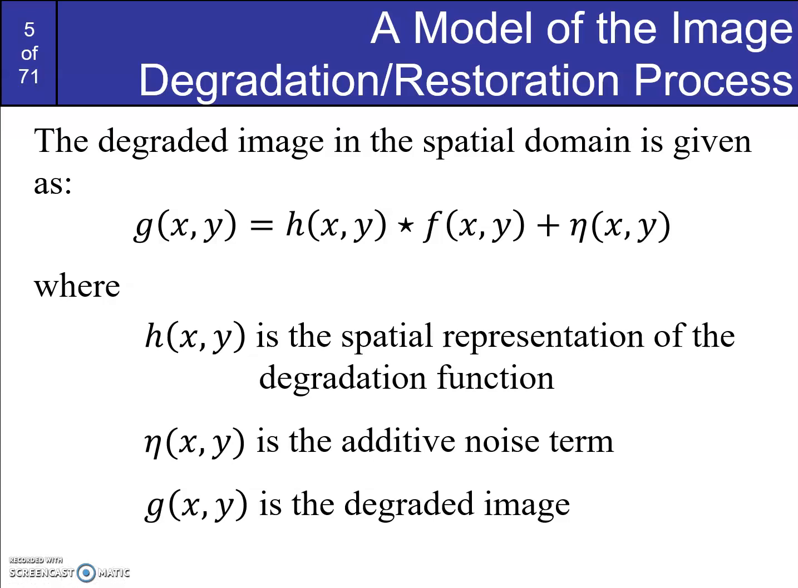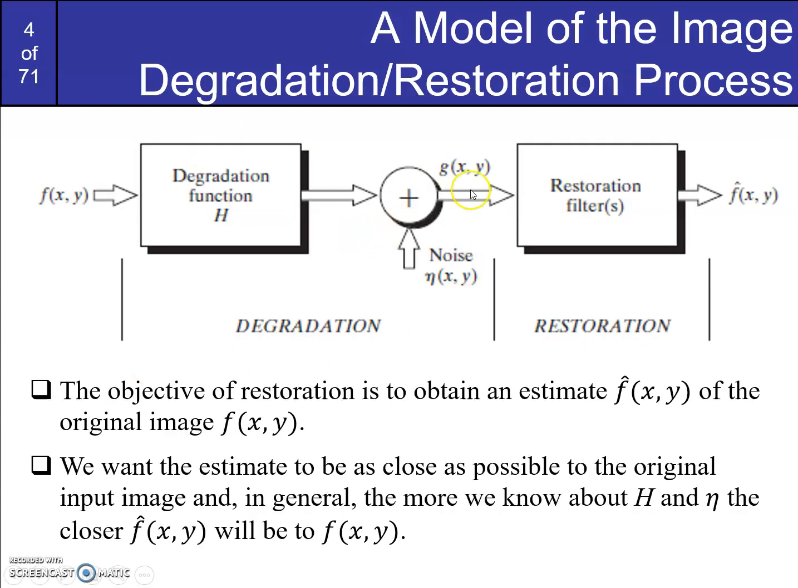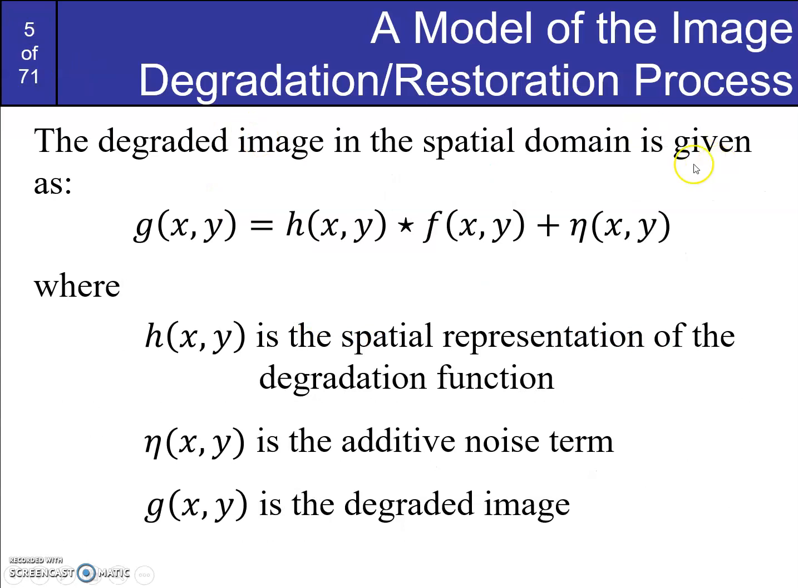So this is the whole process which is occurring for image degradation. We have a function f(x, y). We'll be applying a certain degradation function to it, which is h(x, y), and then at last we need to add the noise to it, which will give me the final degraded image as g(x, y). So the degraded image in the spatial domain is given by g(x, y) equals h(x, y) convolved with f(x, y) plus noise. So this is the additive noise term, this is the degraded image, and h(x, y) is the spatial representation of the degradation function.